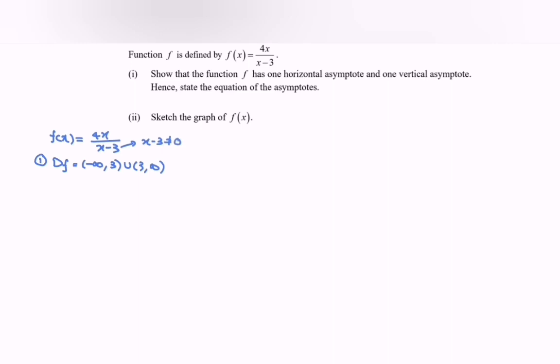Number 1 shows that the function f has one horizontal asymptote and one vertical asymptote, hence state the equation of the asymptote. Continue, sketch the graph.